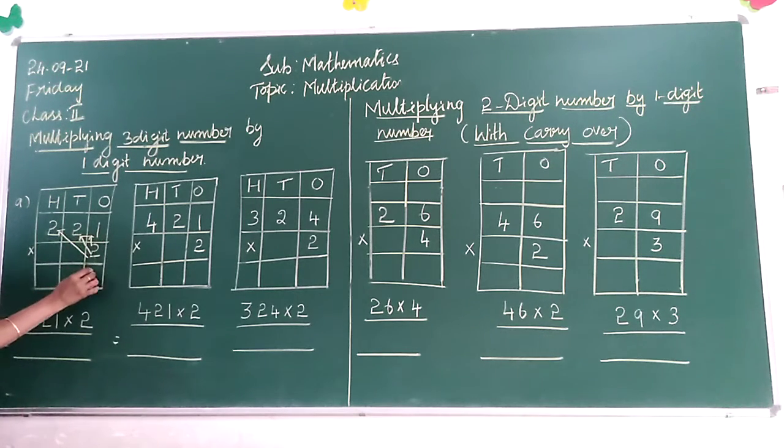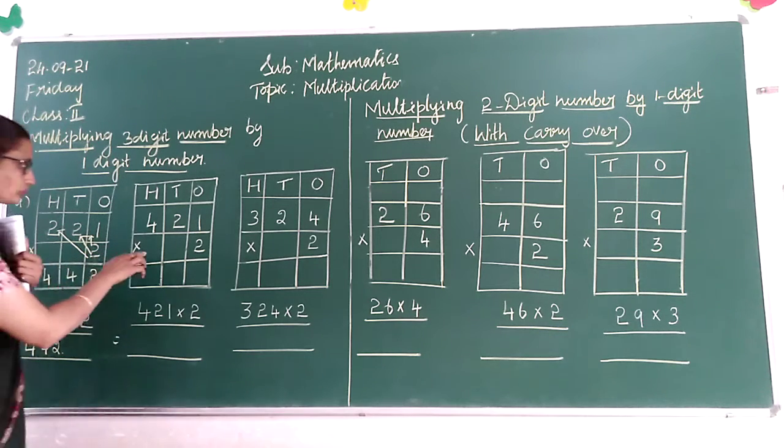2 ones are 2. You know the table, isn't it, children? 2 ones are 2, so write it here. Next, multiply 2 by 2, children. 2 twos are 4, so write here in the 10's place. Next, 2 multiplied by 2. Again, 2 twos are 4, write it in the 100's place. So the answer is 442. 221 multiplied by 2 equals 442, children. Clear, understood, children?